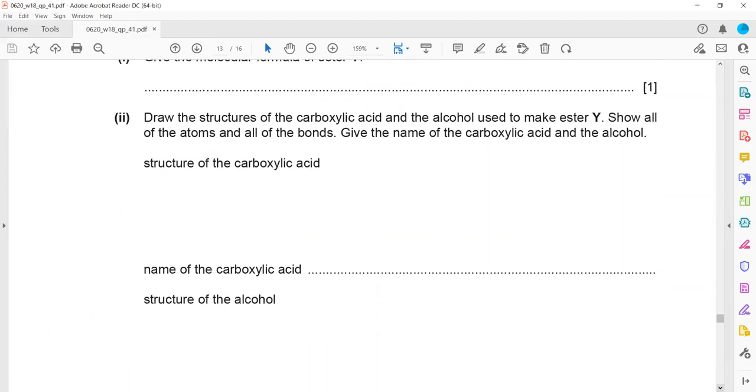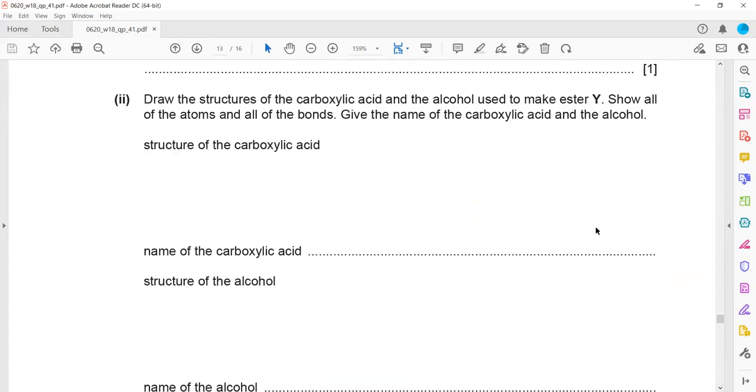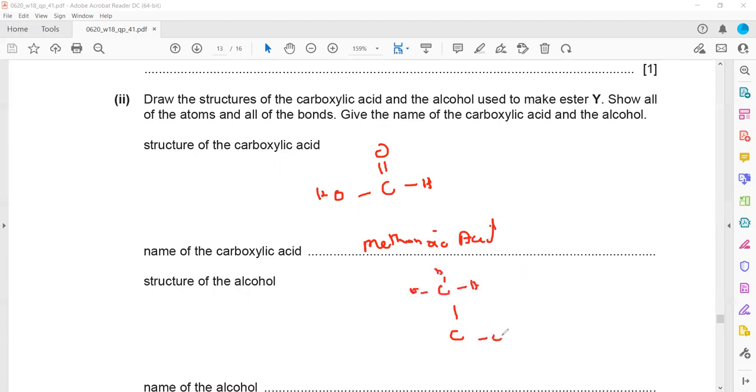So as they asked to draw the structure of alcohol and carboxylic acid, so the carboxylic acid is actually like C double bonded with O and OH, that is methanoic acid. And the alcohol was butan-2-ol. So from the structure of the ester, you can deduce the structure of alcohol and carboxylic acid.